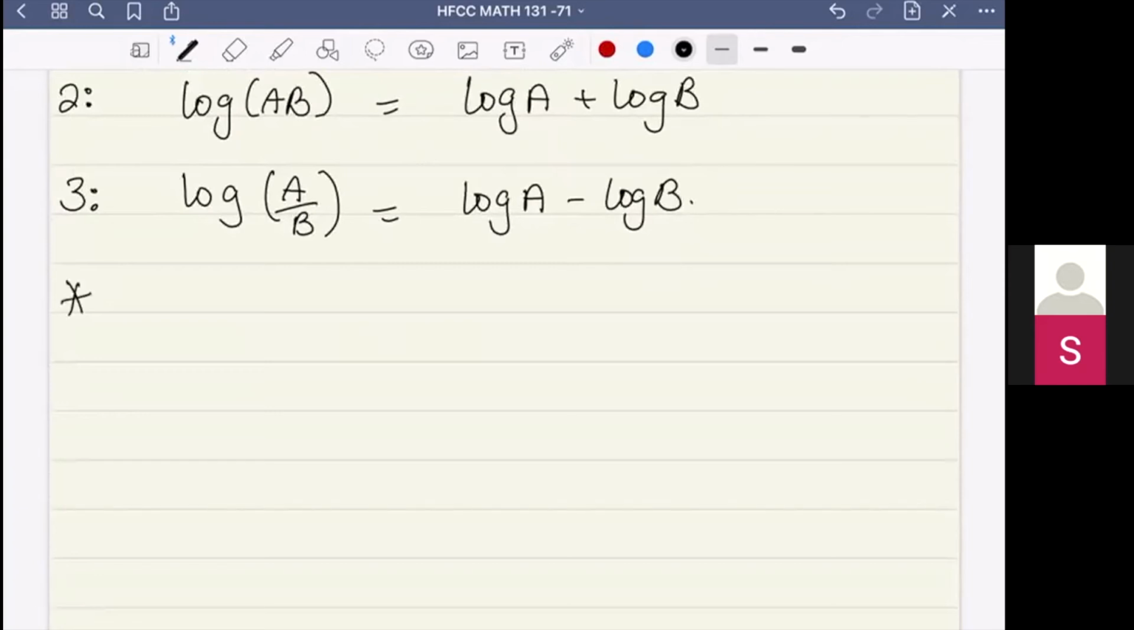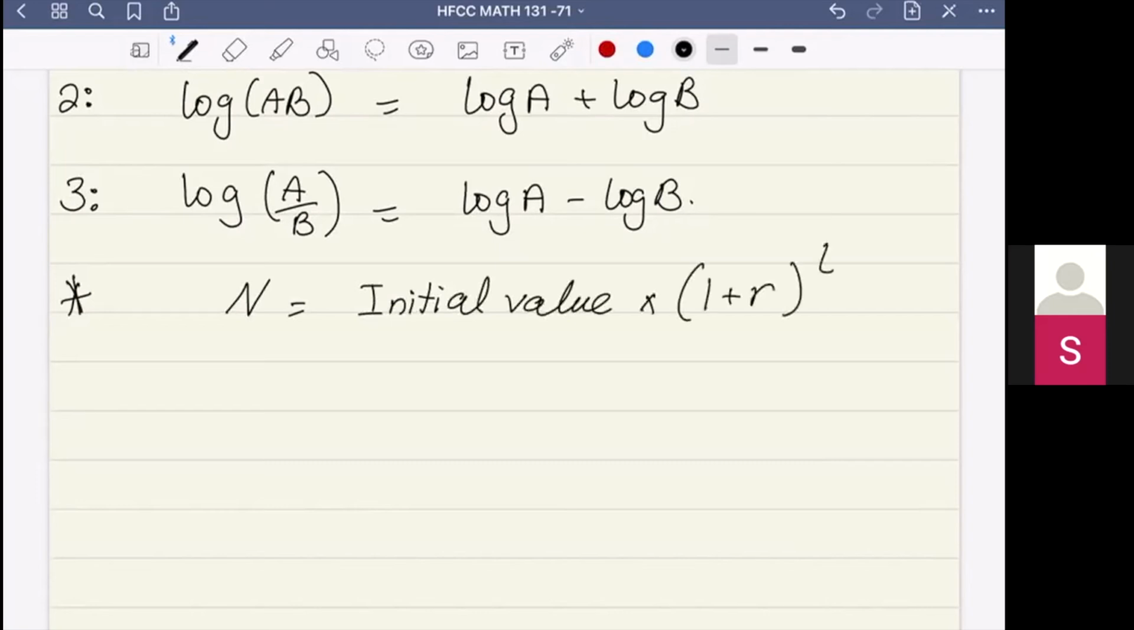And I just want to restate one of the old formulas from the last section. A population of size n is equal to the initial value times 1 plus the rate to the power t. Remember that from the previous section for exponential growth? Well, we're going to be using it in this section again. So let's do an example.